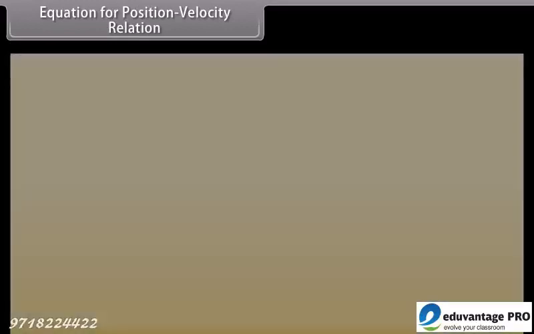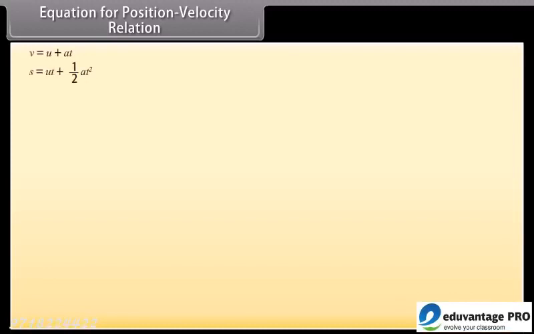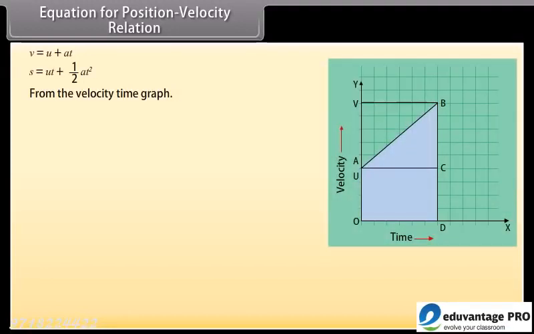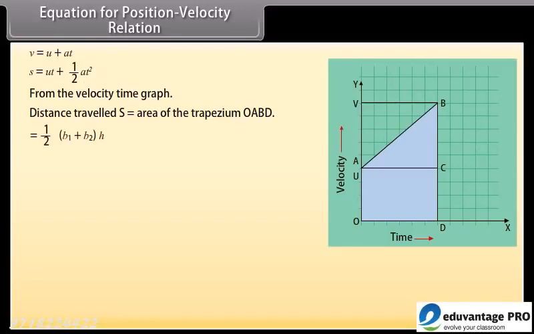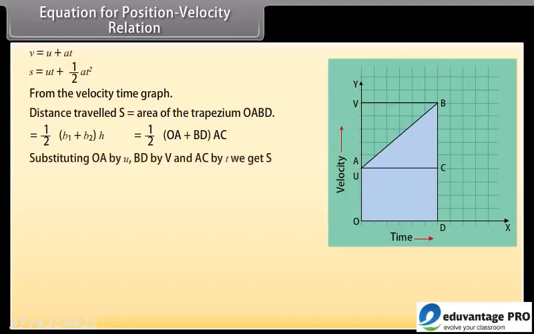Equation for position-velocity relation. The third equation will be obtained from these two equations. From the velocity-time graph, distance traveled s is equal to the area of the trapezium OABD. This is 1 upon 2 into B1 plus B2 whole into h, which is equal to 1 upon 2 into OA plus BD whole into AC. Substituting OA by u, BD by v, and AC by t, we get s is equal to 1 upon 2 into u plus v whole into t, equation 1.